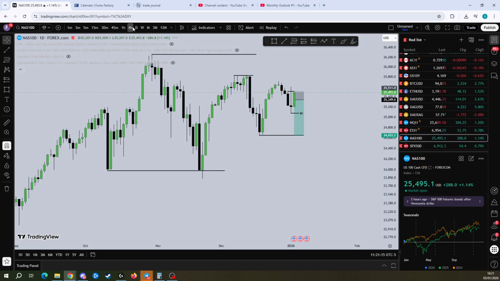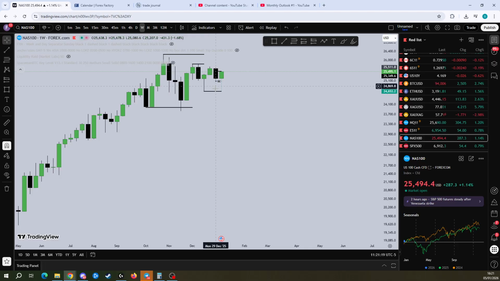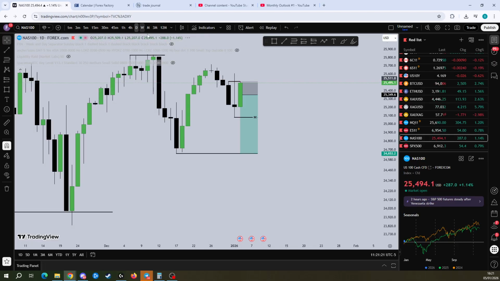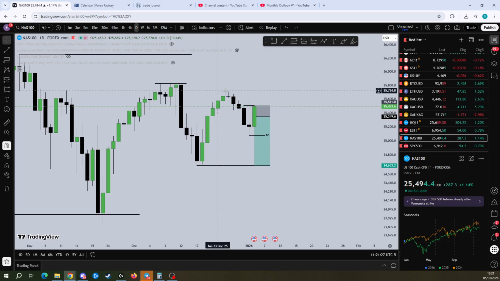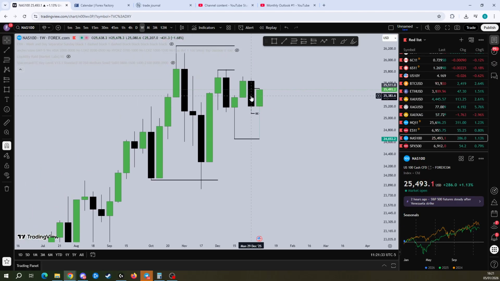So if you go on the 4 hour, we got that weekly bias. I'm expecting price to come for these lows next, after we've inverted this fair value gap with SMT at these highs with ES. So that's what I'm expecting on the weekly.